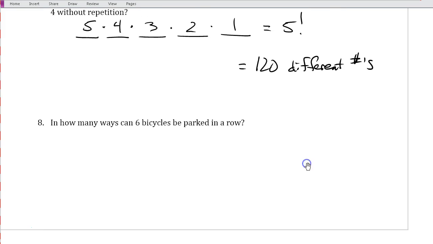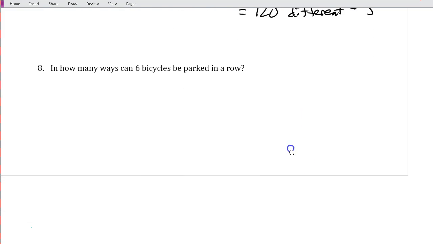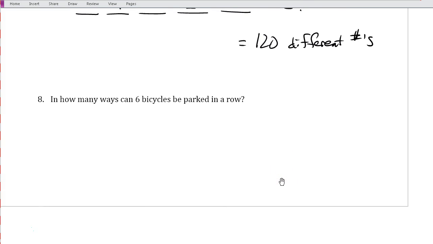Alright, number 8. In how many ways can 6 bicycles be parked in a row? So we're ordering 6 things. Again, we can do this in 6 factorial ways, which is 720 ways.